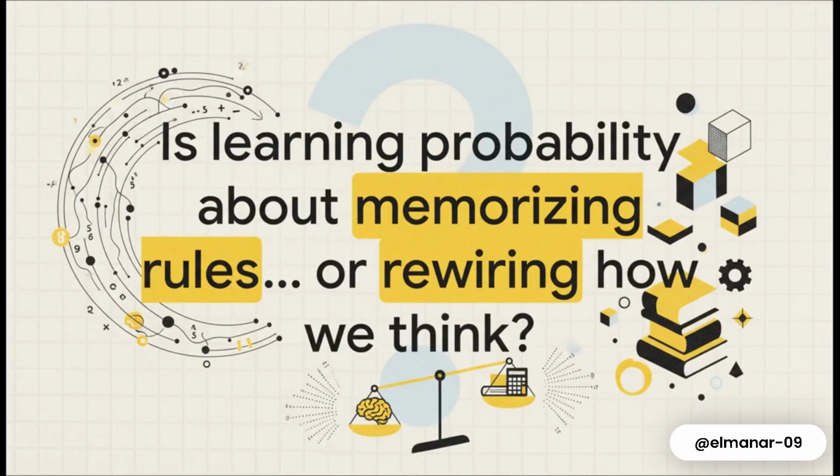So that leaves us with one last big question to think about. Is getting better at understanding chance just a matter of memorizing some rules and formulas? Or is it something deeper, a process of actually rewiring our gut intuition about numbers, ratios, and how things relate to each other?